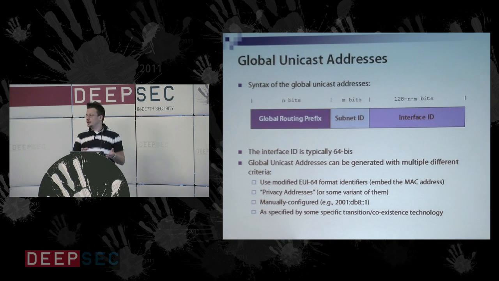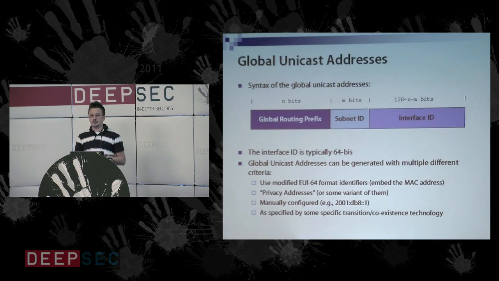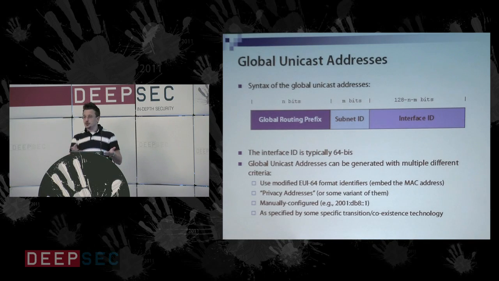There are different policies that you can use to select the interface ID. The most common one is what is usually referred to as modified EUI-64 identifiers, which put in English means that you basically take the MAC address of your network interface card and you put that address in the interface ID. We just flip a few bits, but basically what you do is you put the MAC address in the interface ID. There are other ways to select the interface ID.